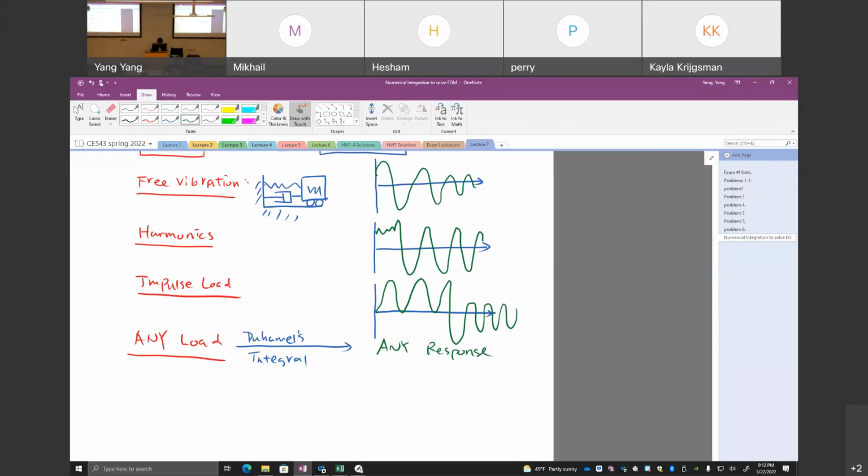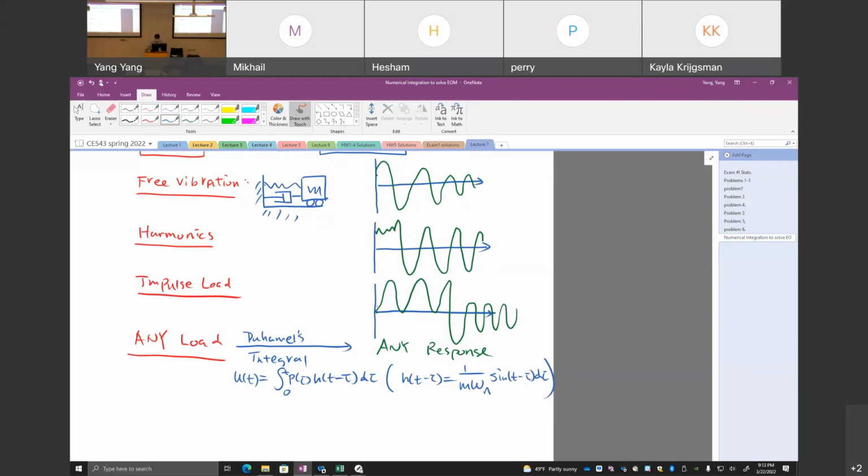Duhamel's integral, we have already talked about that. So if we have u(t) equal to the integral of p(tau) h(t minus tau) d tau, this is the Duhamel's integral that we can use to find out the response for any load.